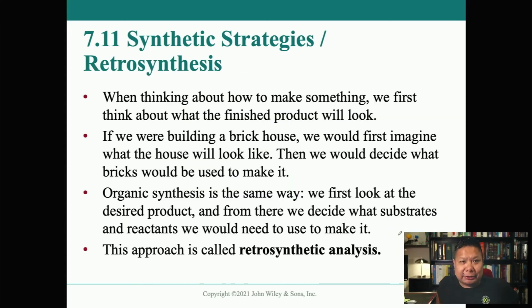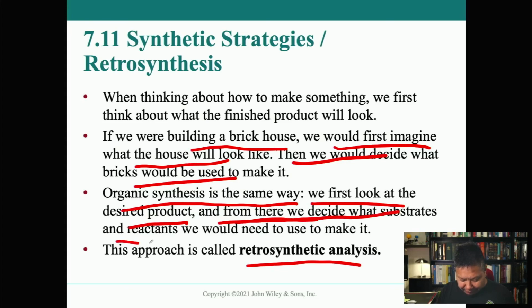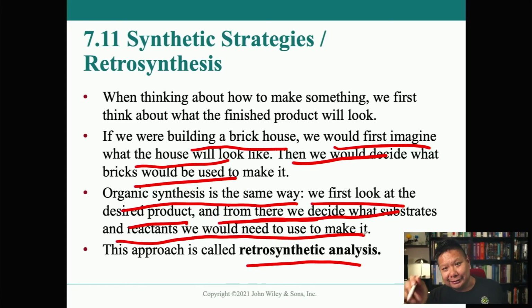So there's this thing called retrosynthesis, where you look at a product and you figure out what you've got to do to make that product. This is called retrosynthetic analysis. Okay. If you're thinking of building a brick house, you must first imagine what that house looks like, and then decide what bricks you would use to make it. Right? Same thing in organic synthesis. First, look at the desired product and from there we decide what substrates and reactants we need to use to make it. Okay? I told you we would get to this point today, where you're starting to make things just by looking at the product, and you're going to choose reactants to make the product.